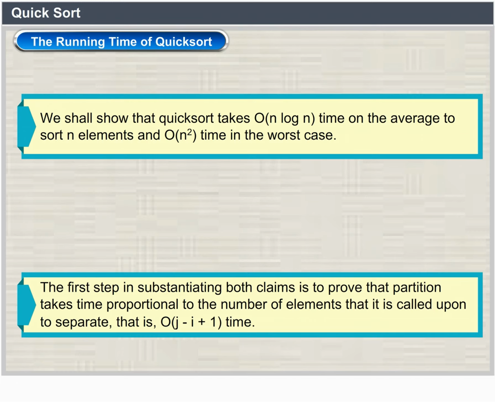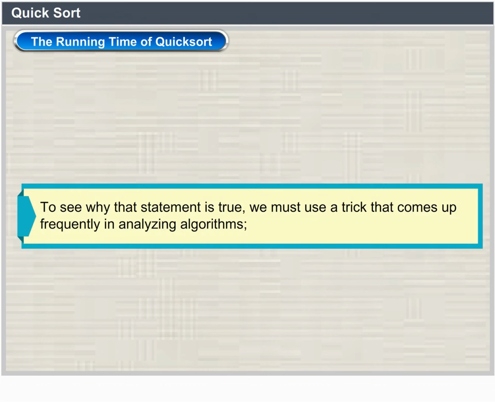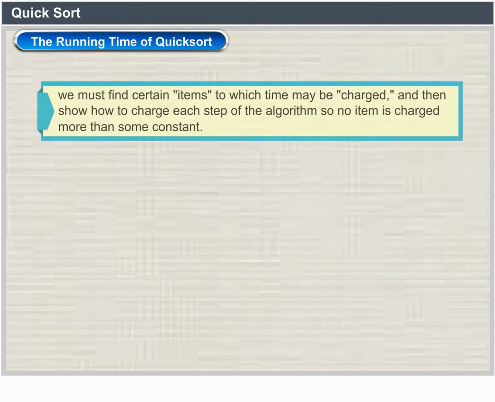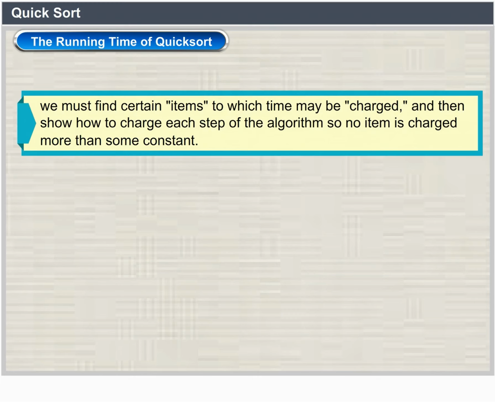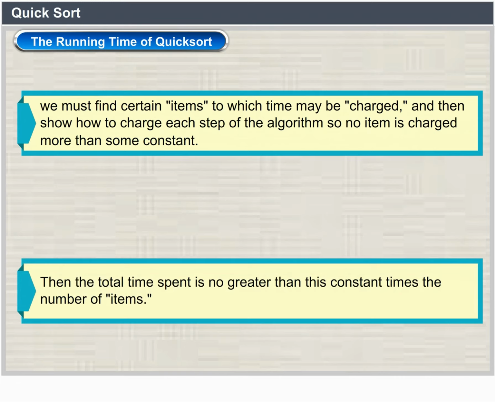To see why that statement is true, we must use a trick that comes up frequently in analyzing algorithms. We must find certain items to which time may be charged, and then show how to charge each step of the algorithm so that no item is charged more than some constant. Then the total time spent is no greater than this constant times the number of items.